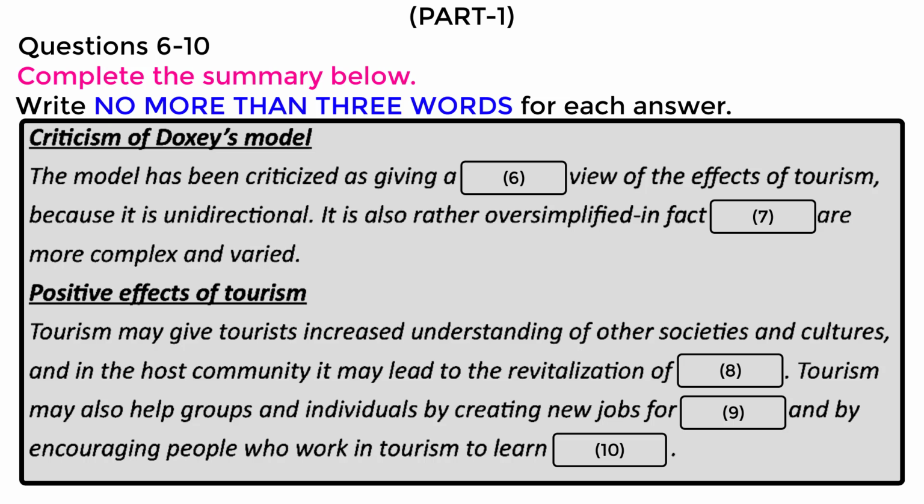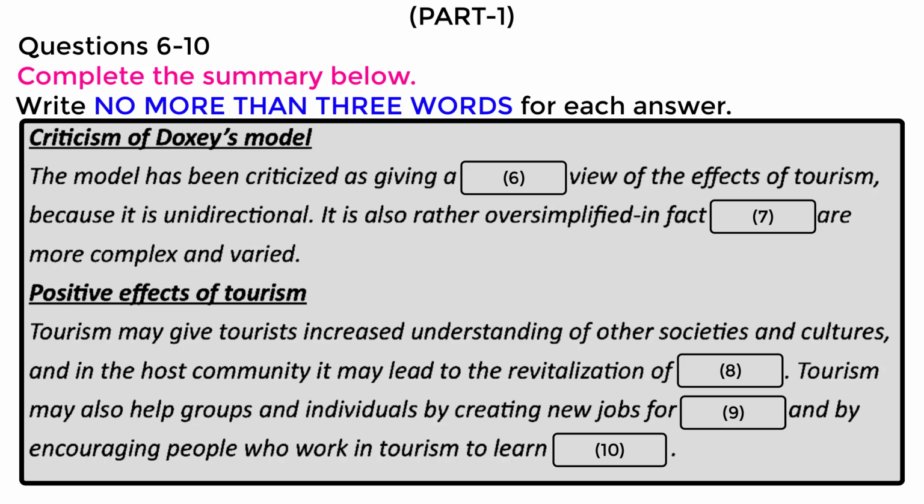Now listen and answer questions 6 to 10. Well, this sort of pathway is certainly a fairly good reflection of what happens in some tourist destinations, but Doxey's model has drawn a number of criticisms.